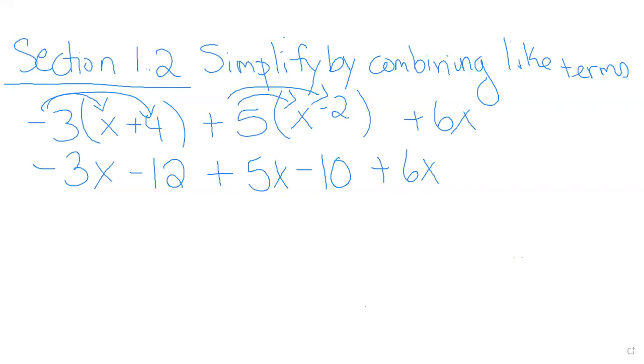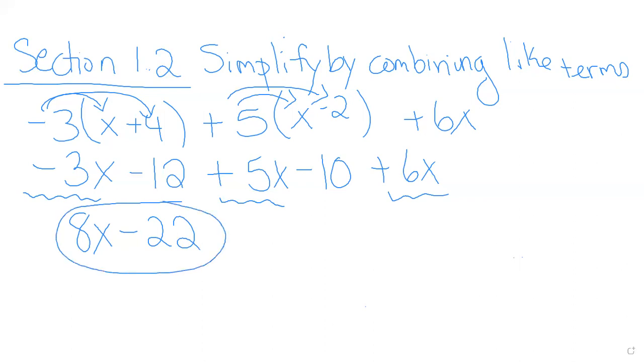Once you take care of that, all you want to do is combine like terms with like terms. So we have a -3x right here, a +5x, and a +6x. Those are all like terms. So -3x plus 5x is 2x, plus 6x is 8x. And then you have your -12 and your -10. If you combine those, you get -22.